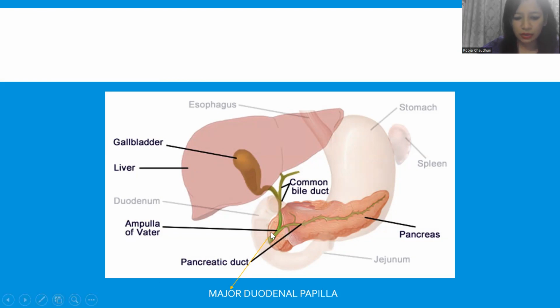So this is how it looks like. This is the pancreatic duct, the main pancreatic duct, and this is the major duodenal papilla. And just beside the major duodenal papilla, there is the ampulla of Vater. Also we can check that this ampulla of Vater is now joining with the common bile duct, which is part of the gallbladder. And as we can see, the gallbladder is embedded in the liver.